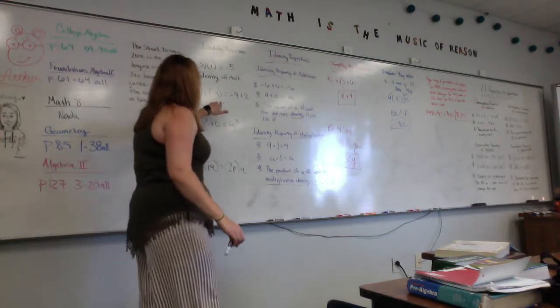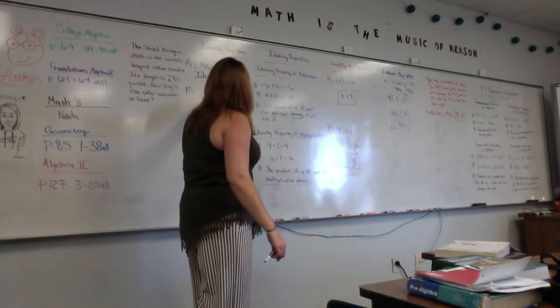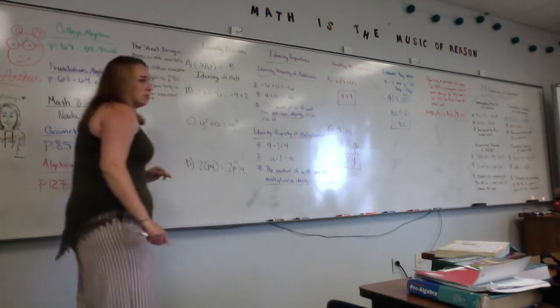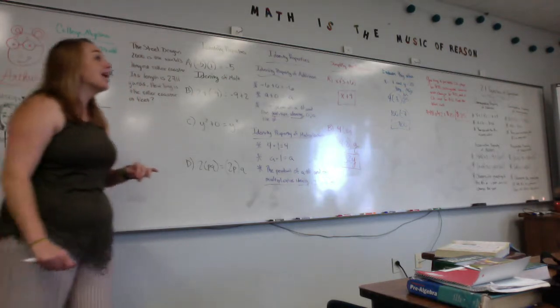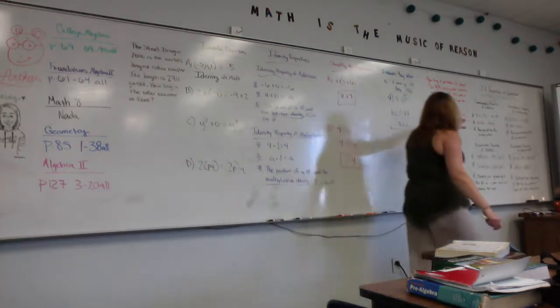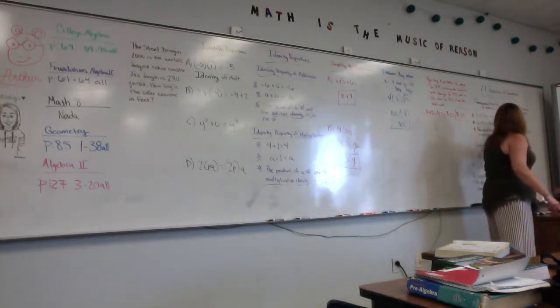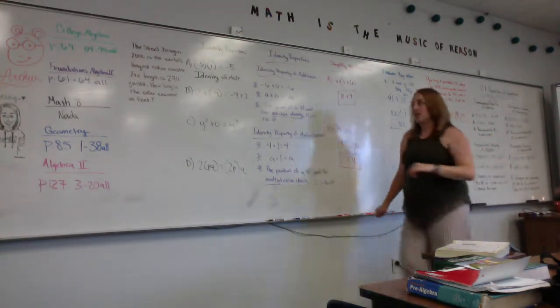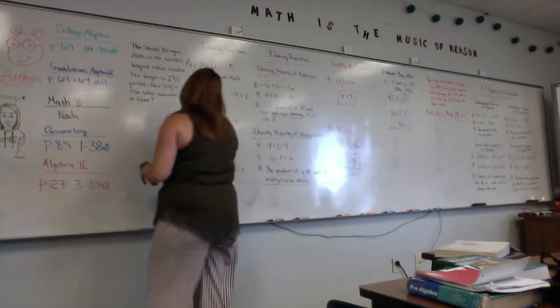2 plus -9, and they say it equals -9 plus 2. Commutative property of addition. Yes, it is commutative property of addition because all I did was change the order of which things are being added. Commutative property of addition.